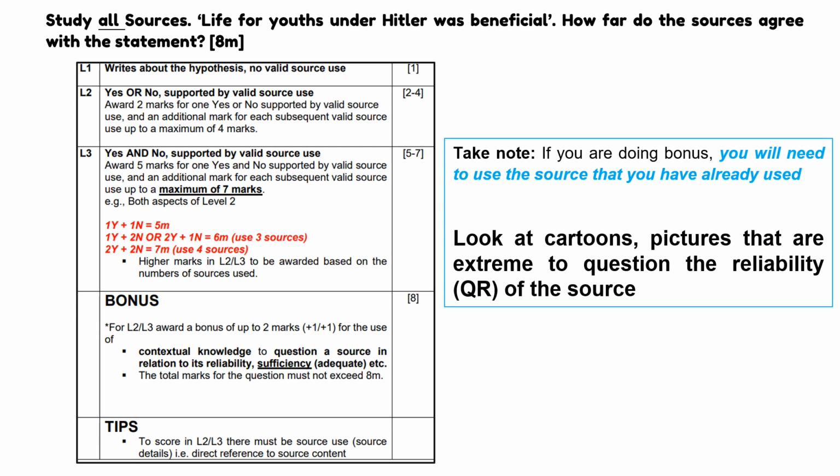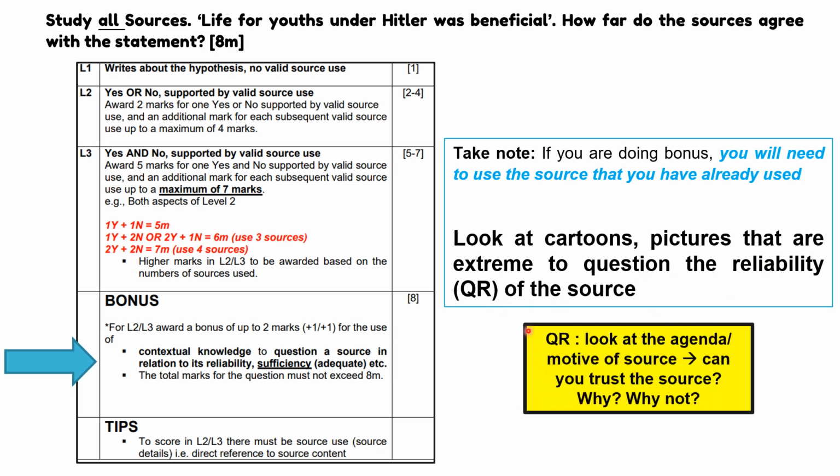Now, how would you, for example, write your bonus? When we look at bonus, it is about using contextual knowledge to question a source. Take note, if you're doing bonus, you will need to use a source that you have already used. So that means just now we used source A and source B. You can either use source A or source B. Now look at cartoons and pictures, which are extreme to QR, which is question the reliability of the source. When we QR, we look at the agenda or the motive of the source. Can you trust the source? Why? Why not?